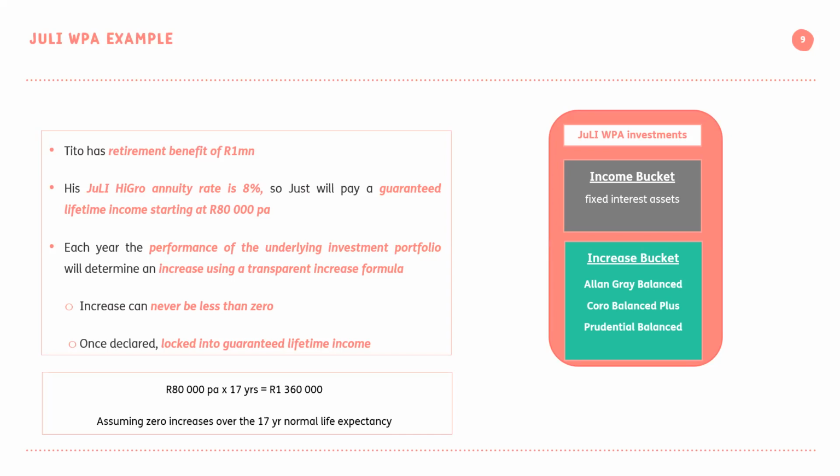For example, an Allan Gray Balanced, a Coronation Balanced Plus, a Prudential Balanced. We've also got the 91 Opportunities Fund. There are a number of portfolios, over 11 portfolios, which currently are available on our platform or within our product. And so at a high level, essentially, you could say that we are splitting that capital 50-50.